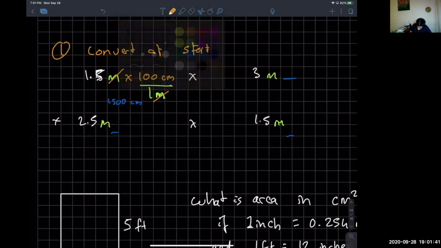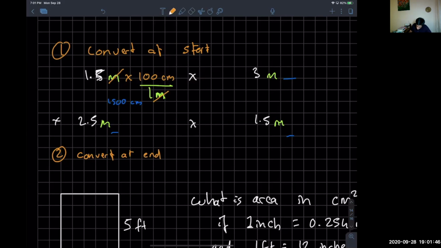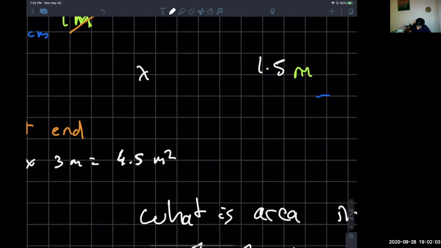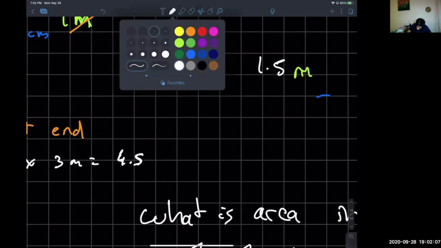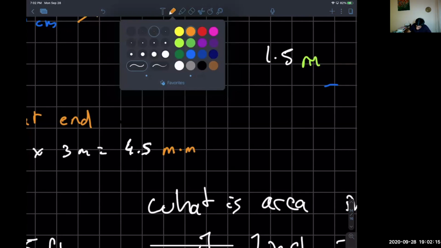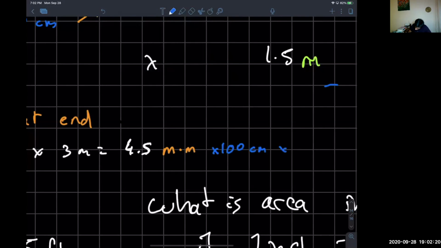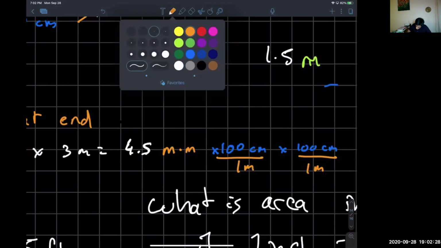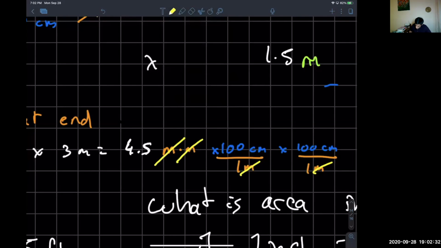The other way to do this is convert at the end. So if we take this line here, for example, this becomes 1.5 meters times 3 meters, which is equal to 4.5 meters squared, right? Now to convert this, we have the units in meters squared. So meters squared is equal to meters times meters, right? So what you'll do here is multiply this by 100 centimeters times 100 centimeters divided by 1 meter divided by 1 meter. So then these will cross out, and you're left with 4.5 times 100 times 100 centimeters squared. All right, does that make sense?